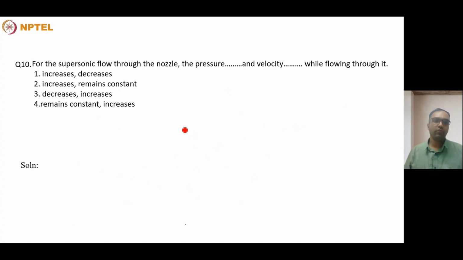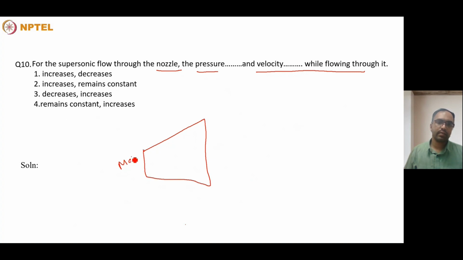For the supersonic flow through the nozzle, the pressure and velocity dash while flowing through it. For a supersonic flow, the diverging duct will be acting as a nozzle. So in the nozzle, velocity increases and pressure decreases. So the answer is 3.